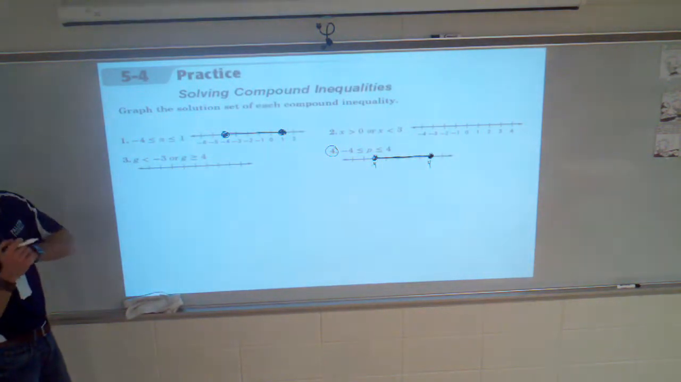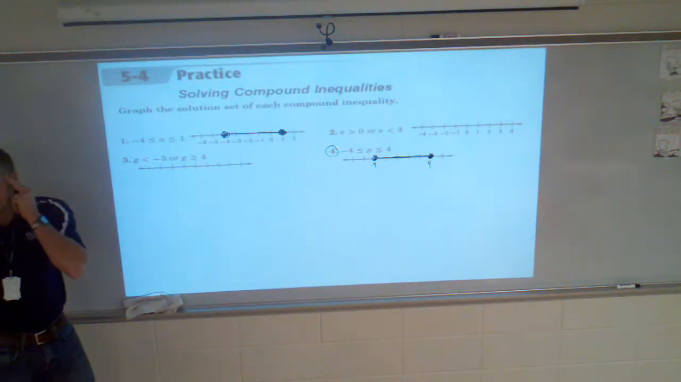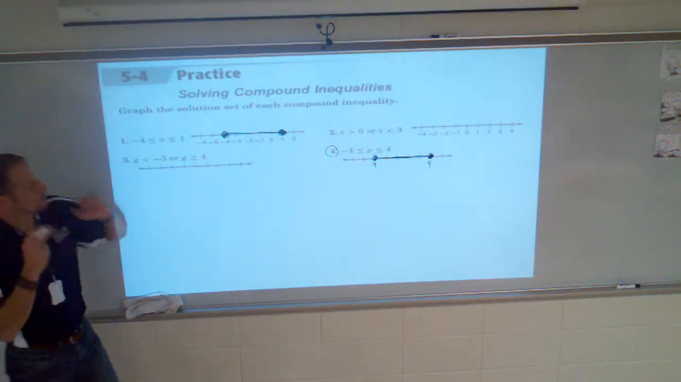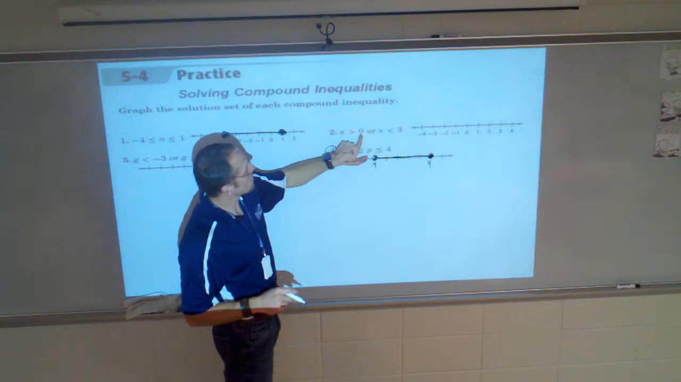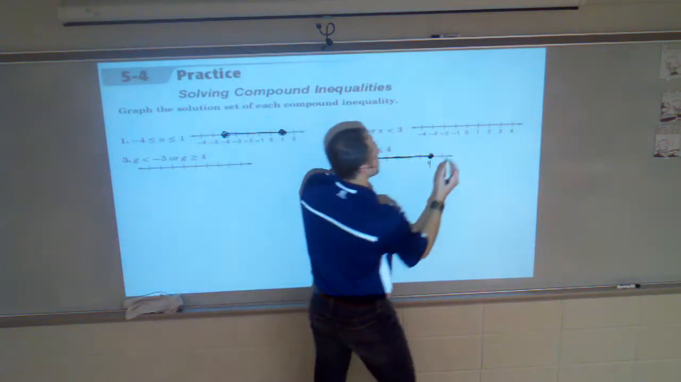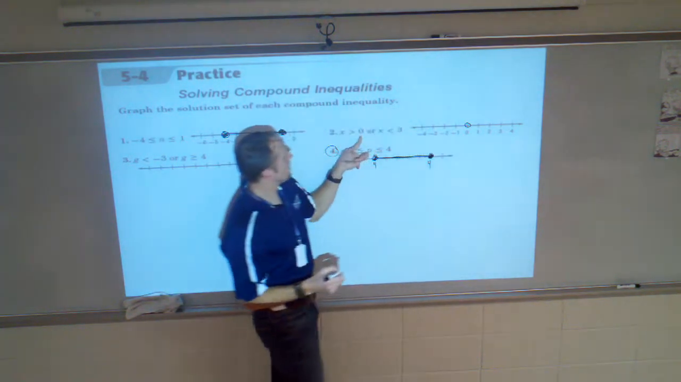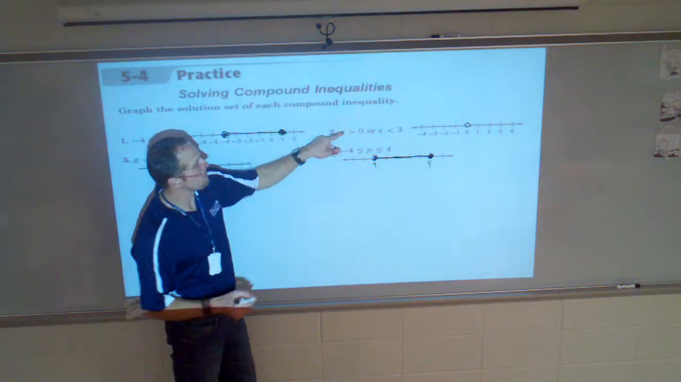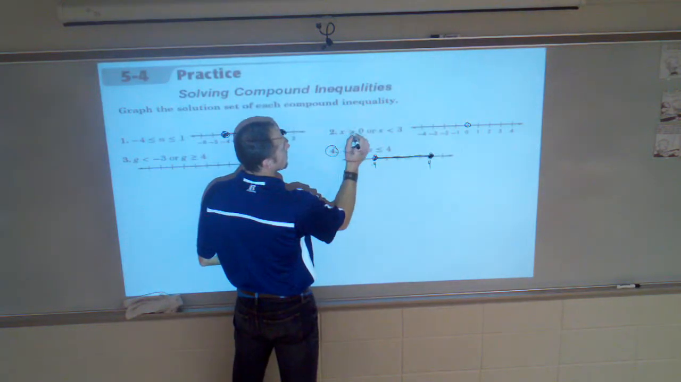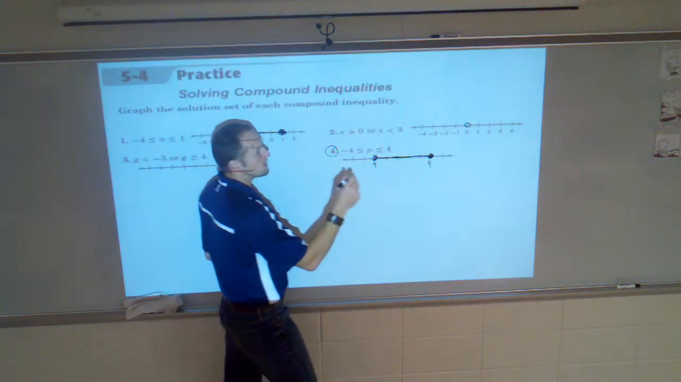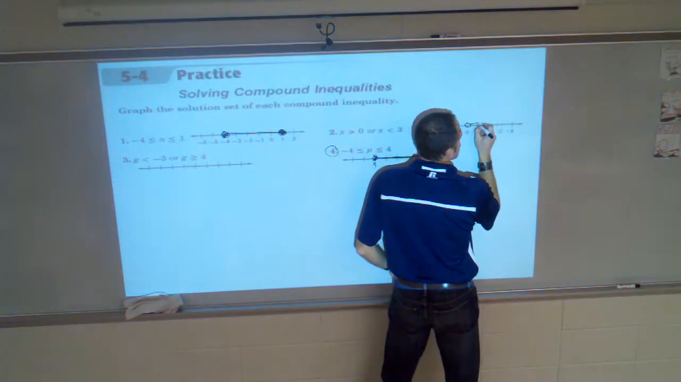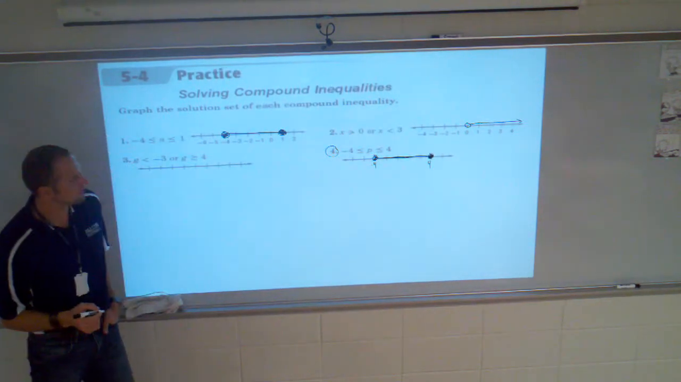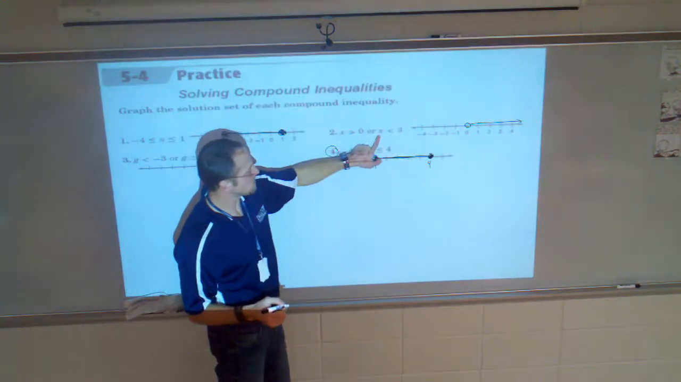Now, look at number 2. Think back to our and our or, okay? First thing, I'm going to put a circle at 0. And it is going to be an open circle. Now, imagine this as an arrow. It's pointing to the right. So, I need to come out, and I need to make my arrow go to the right.